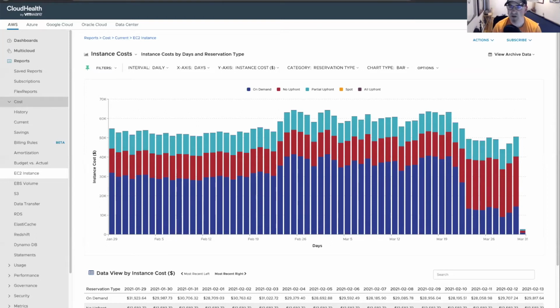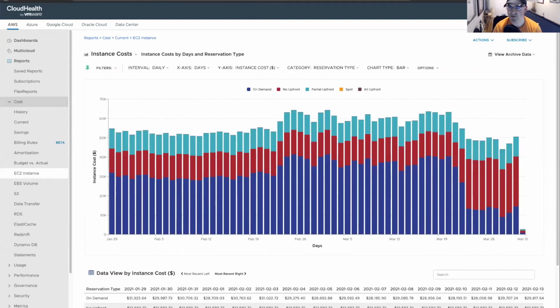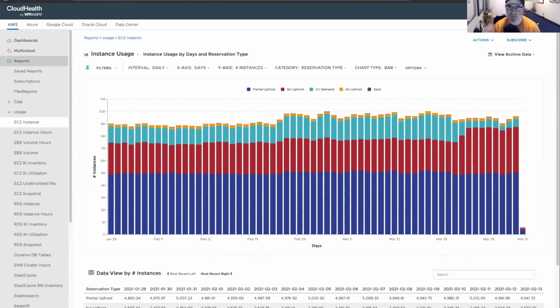no upfront reserved instances or savings plans have been purchased. You can then take a look at that and compare that against an EC2 instance usage report, which I've got here, which is showing you usage is relatively flat. I mean, there's about 9,000 instances per day running here. But you can see the same thing is showing that these costs have come down with the addition of these additional savings plans and reserved instances.